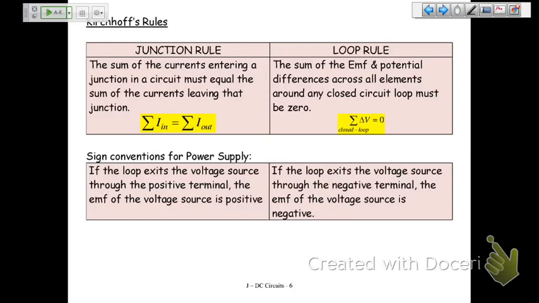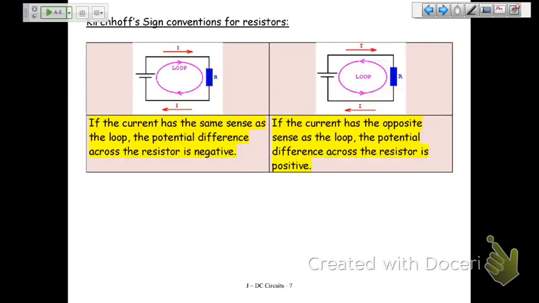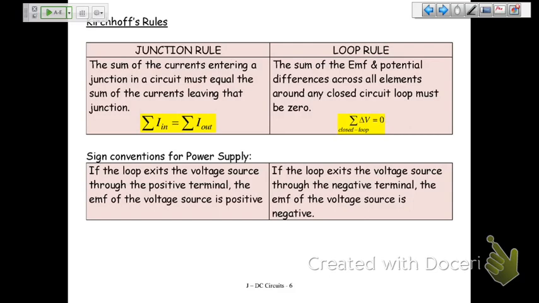There are a couple of sign conventions for the loop and for the junction rule, and the best way I can describe it is I can show you. So basically, for a junction rule, no, I want to go back one. If the loop exits the voltage source through the positive terminal, the EMF is positive, and if the loop exits the voltage source through a negative terminal, then the EMF is negative.